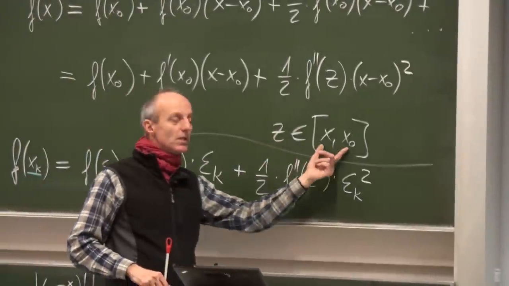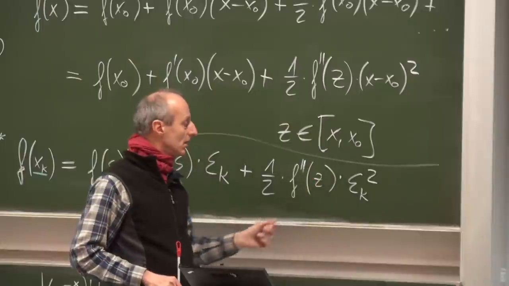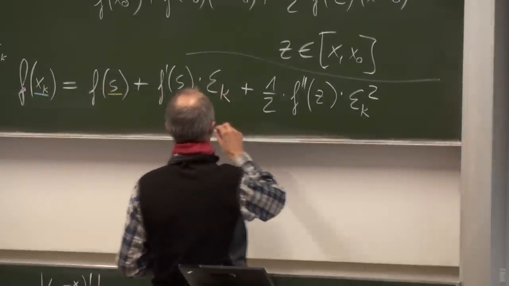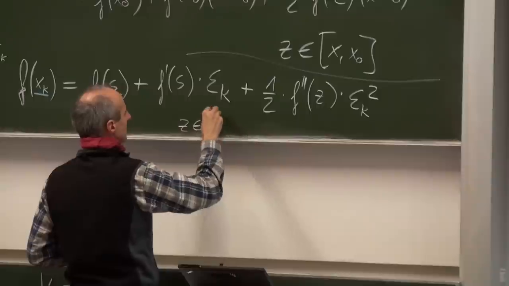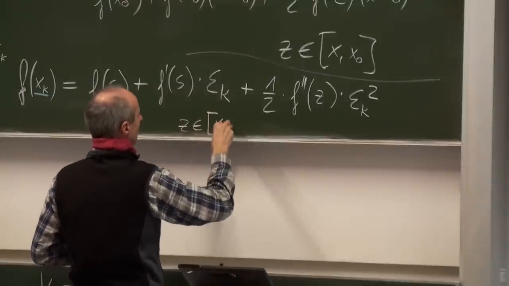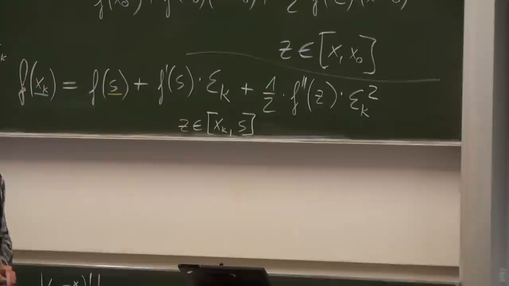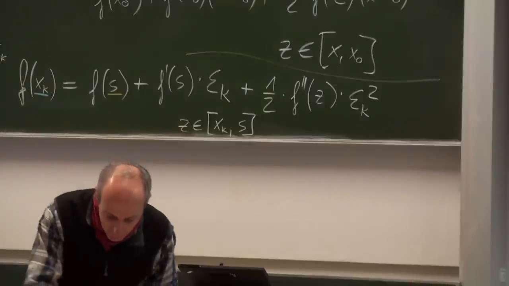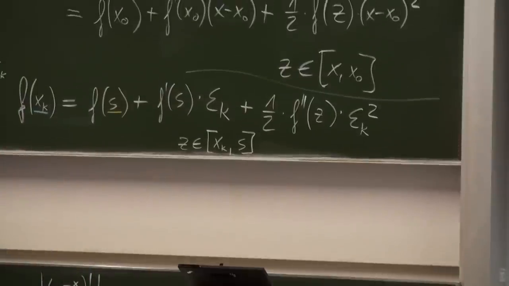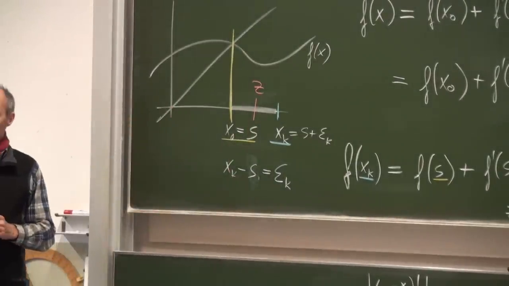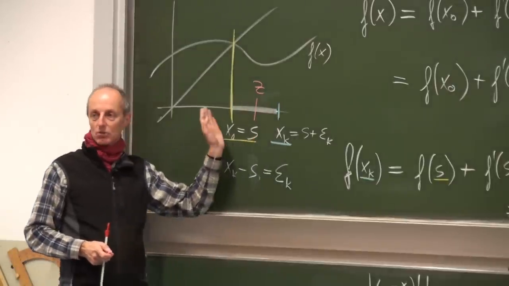And now here it says this number c is between x and x0. Okay? So that means this c here is between what? This set is between xk and s. Okay? Now what does that mean? Let's take another color. What does that mean in this picture? That means our point c is somewhere here in between. Okay? It's somewhere in between these two guys.